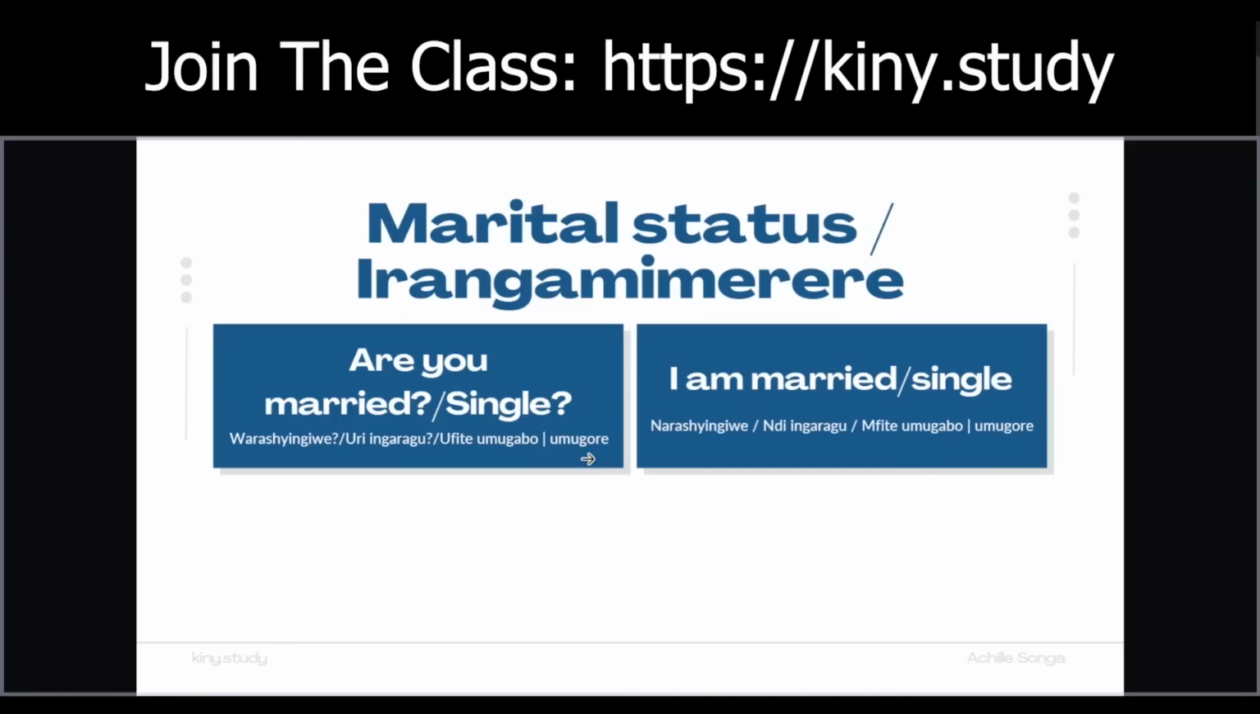As we have seen in the previous class, yego means yes. And if you want to say no, you say oya. Oya means no. So they will ask ufite umugabo or ufite umugore, and then you will say yes or no. But they might ask uri ingaragu. If you are single, you can say yes or no. They ask warashyingiwe, are you married? Then you can say yes or no.